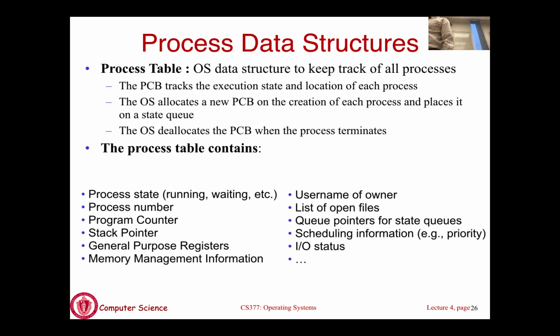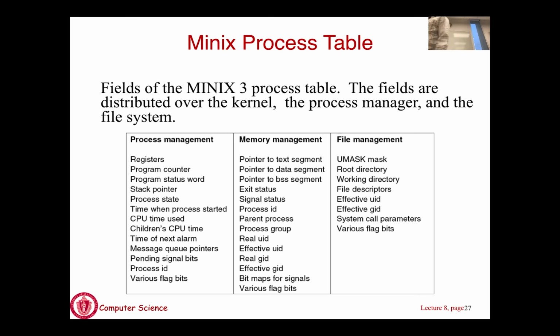Given the amount of information you have to track in that data structure, as far as Minix is concerned, there is no single table that tracks it all. You will see that Minix actually splits the process table into 3 parts. There is one part that sits in the process manager, one part that sits in the memory manager, and one that sits in the file manager or the file server, because these are user level processes.